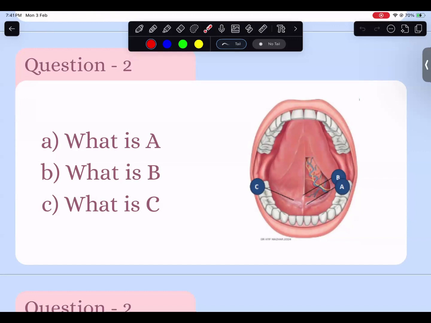What's A? You guys remember the gland openings that we talked about? Can you tell me what glands we talked about? Yes, yes, yes. A is sublingual glands. What is C? You guys remember the bulge?